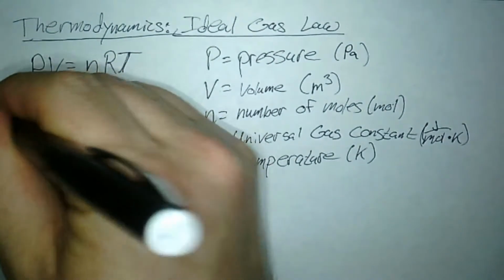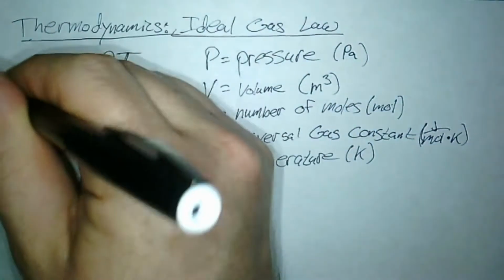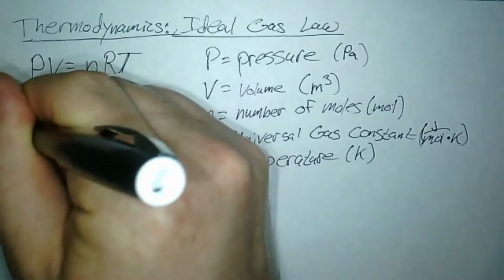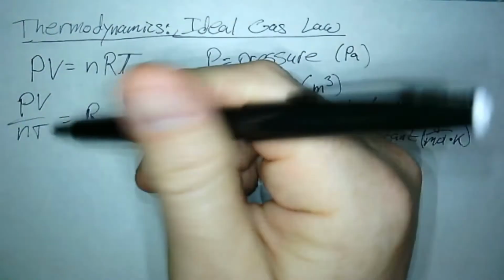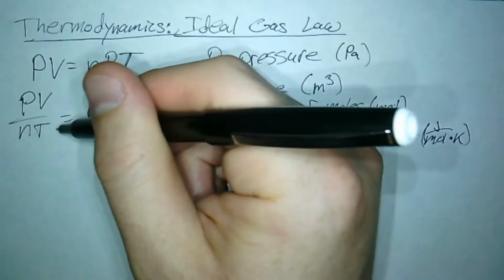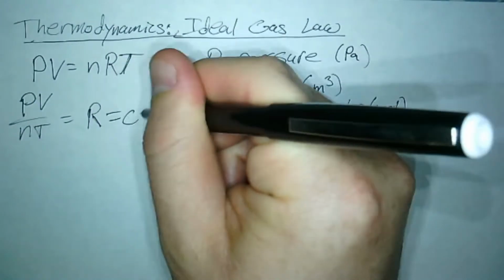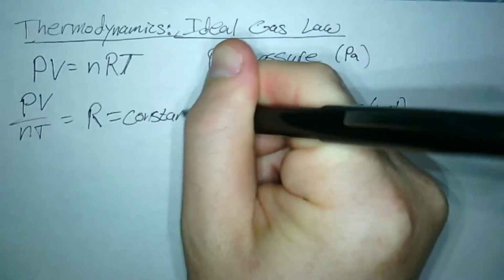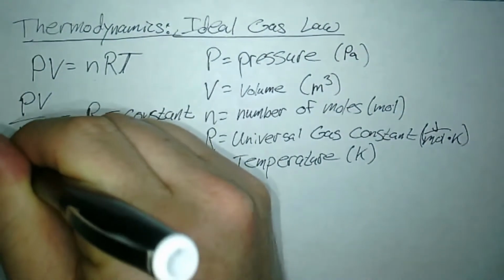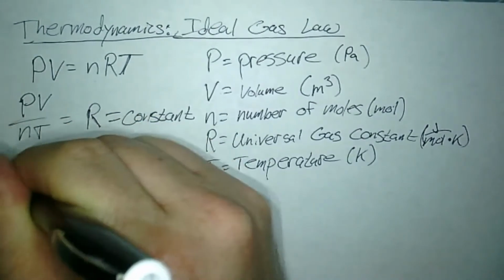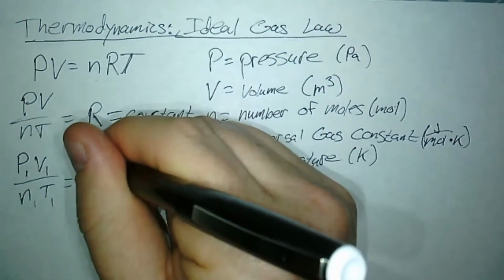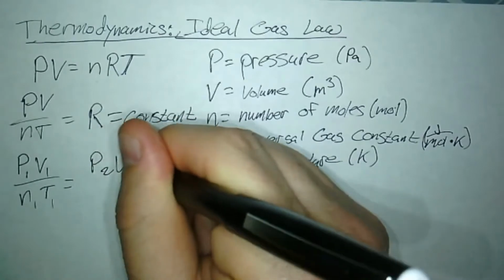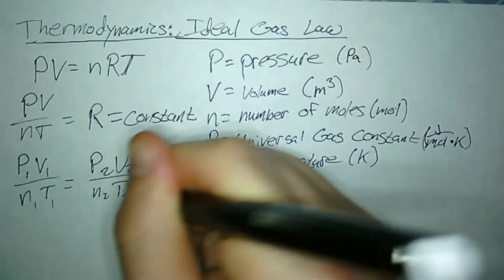So what we could do is actually solve this for R. So I can say PV over nT equals R, or we could have said PV over T equals nR. So PV over nT equals a constant, right? That allows me to do something where I care about ratios and comparing things to each other. So I could say the first time I look at the gas, P1 V1 over n1 T1 equals P2 V2 over n2 T2.